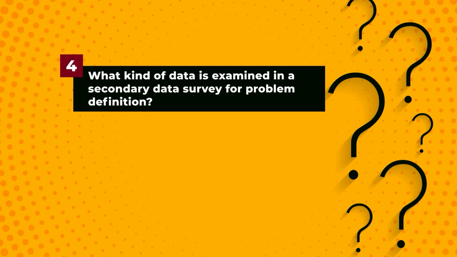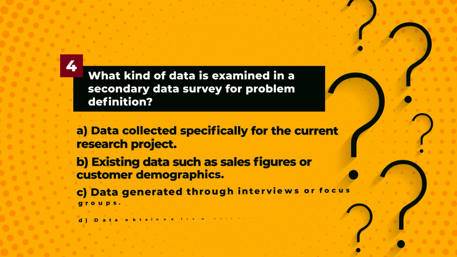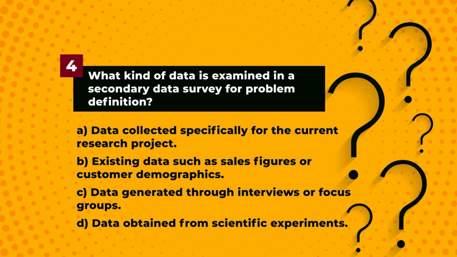The question 4 is, what kind of data is examined in a secondary data survey for problem definition? The options are data collected specifically for the current research project. Option B is existing data such as sales figures or customer demographics. Option C is data generated through interview or focus groups. And option D is data obtained from scientific experiments. So, you can select the best out of these 4.